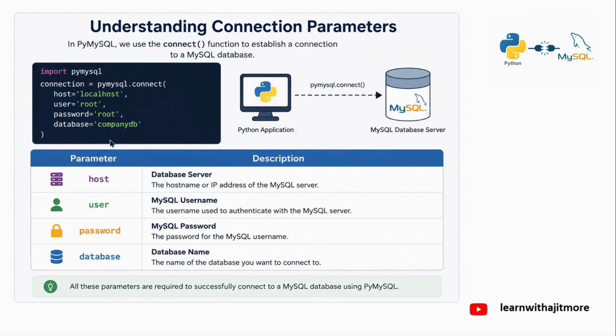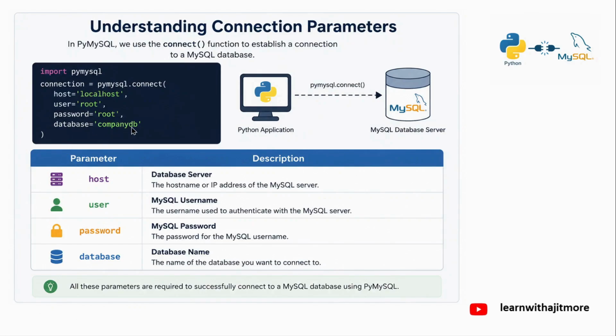We will write one script in which we'll just establish a connection and check whether the connection is successful or not. So the first parameter is host. It is the place where the database server is, the host name or the IP address of the MySQL server. Then second is the username, used to authenticate with the MySQL server. Then the password, and then the name of the database. All these parameters are required to successfully connect with the MySQL database.